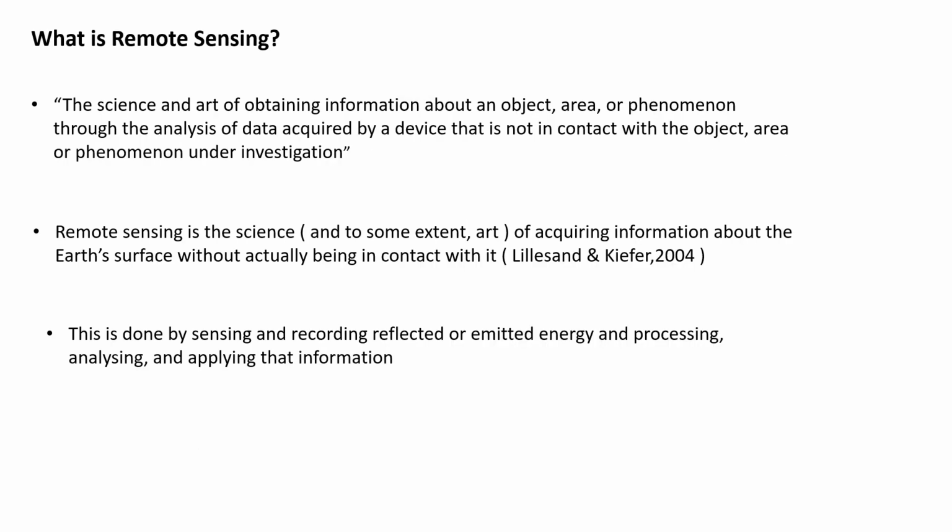What is remote sensing? Remote sensing is the science and art of obtaining information about an object, area, or phenomenon through the analysis of data acquired by a device that is not in contact with the object, area, or phenomenon under investigation. It means obtaining information about any object or area without being in physical contact with it. This is done by sensing and recording reflected or emitted energy and processing, analyzing, and applying that information.